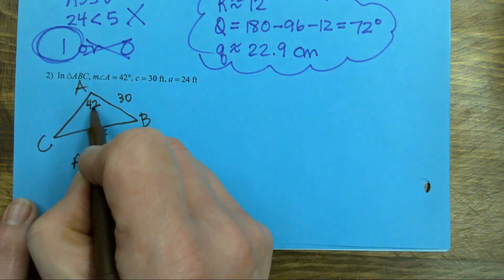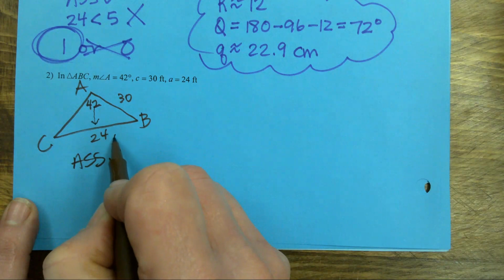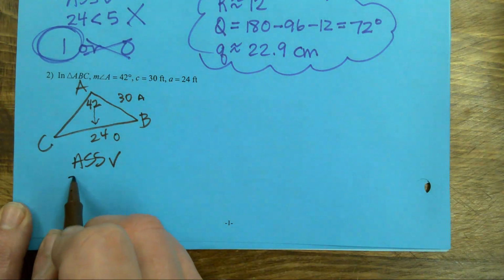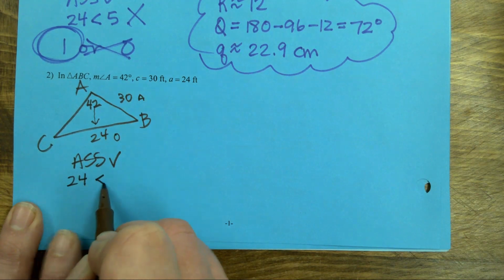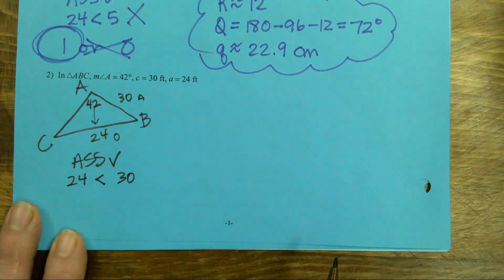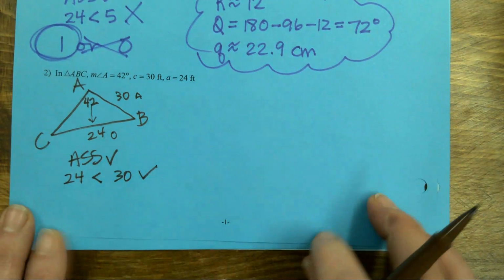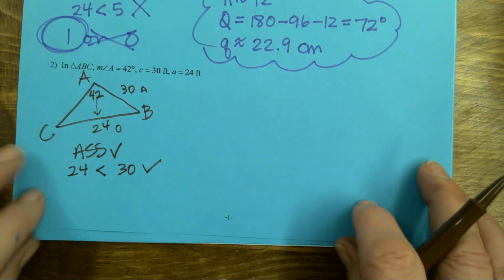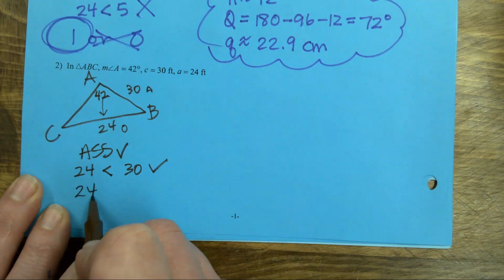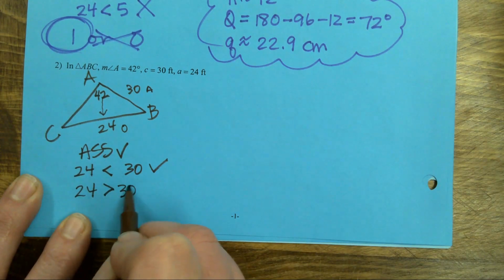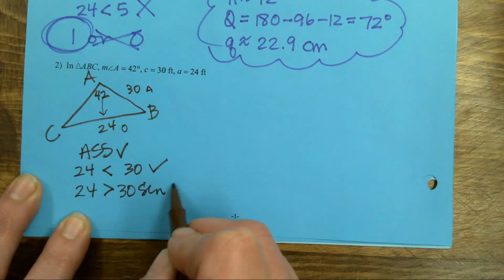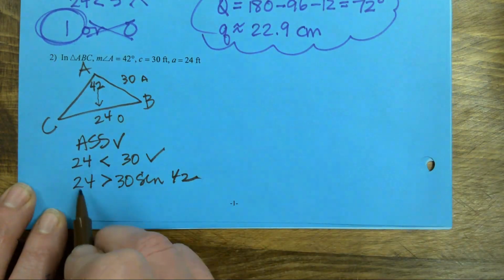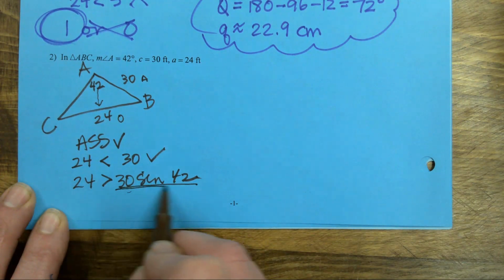So 42 across here, this is my opposite side. The remaining one is the adjacent. Is the opposite side less than the adjacent side? Yes, check. That also worked. All right, so I will go down and find the next one. Is the opposite side greater than the adjacent side times the sine of the angle? And I'll have you guys check that again. What do I get for this?